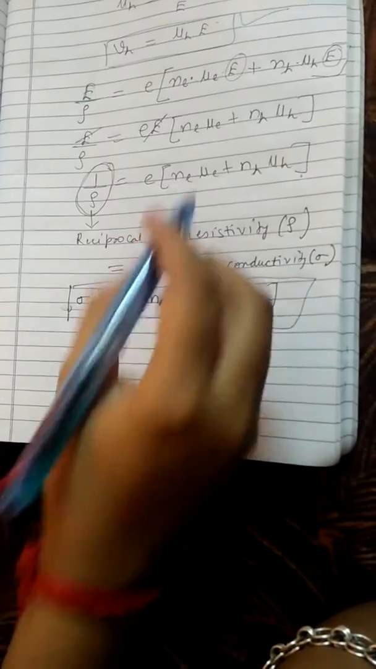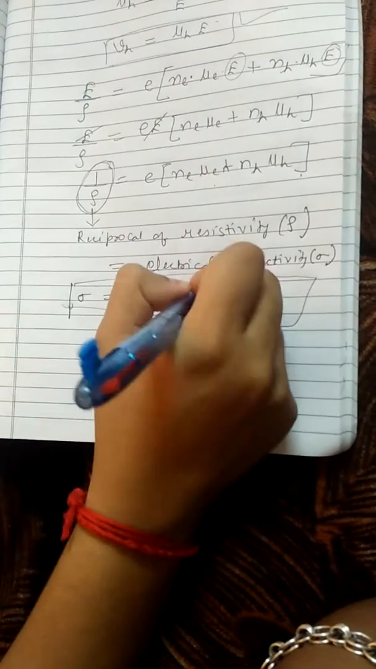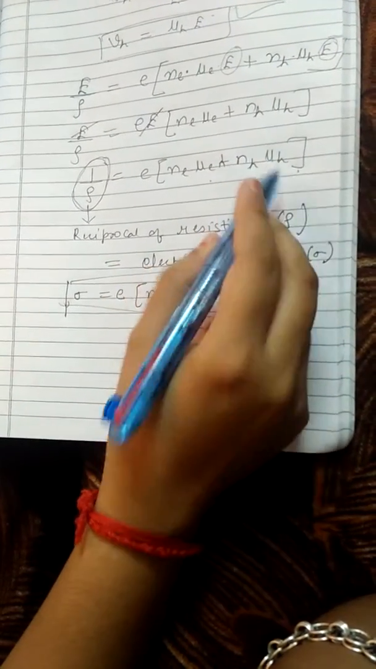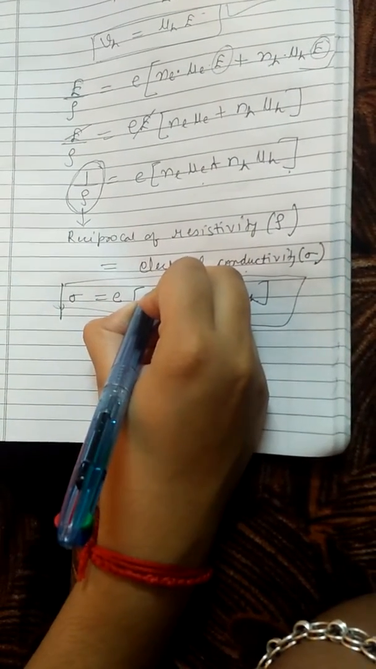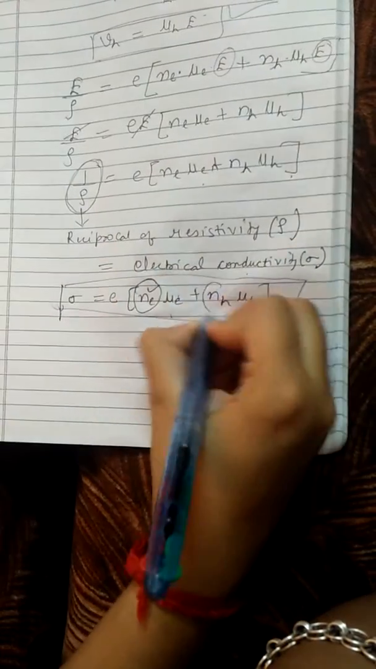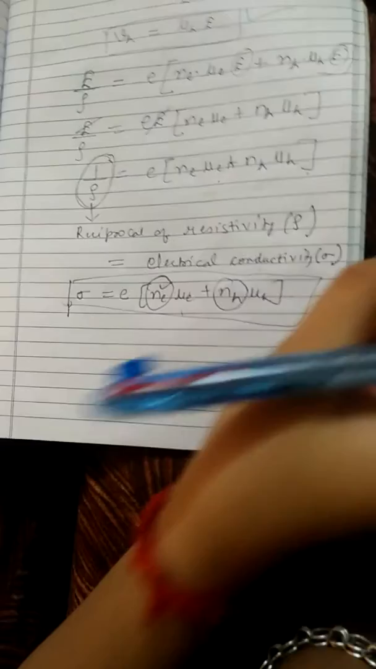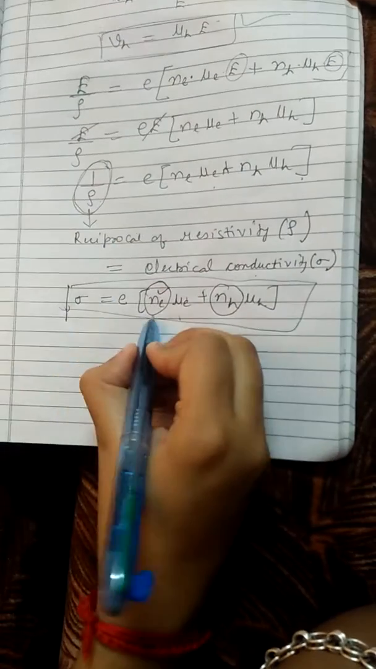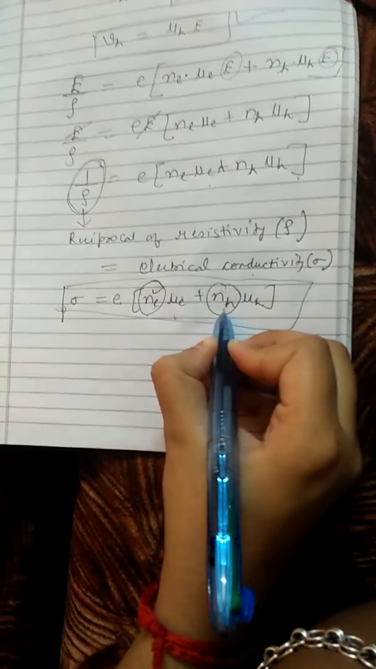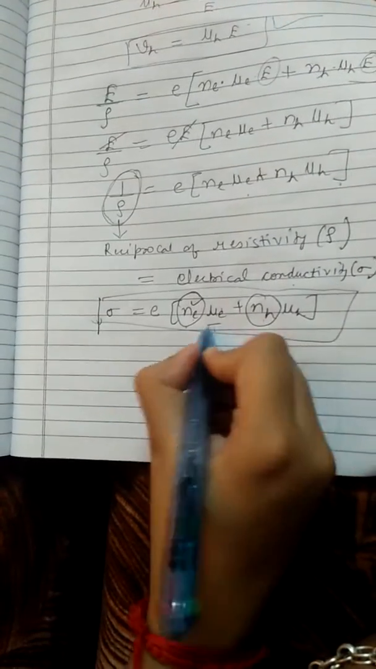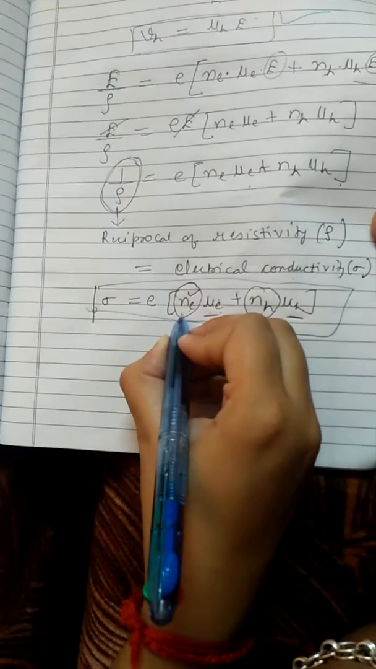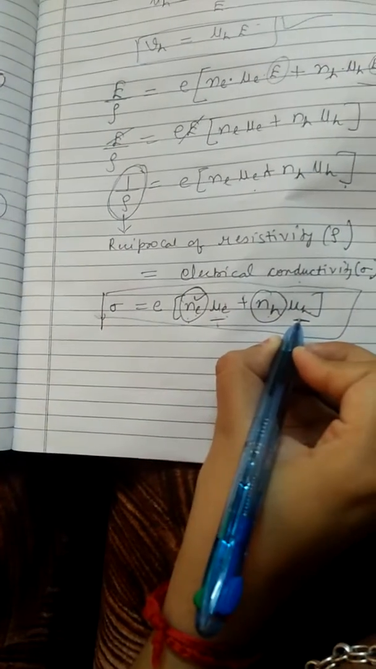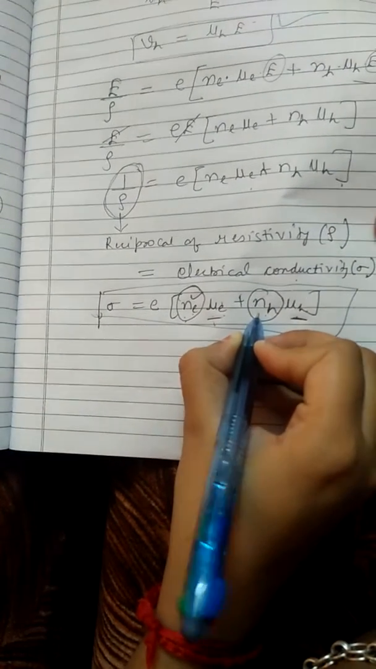So these two relations show that the conductivity and resistivity of a semiconductor depend upon the electron and hole number density. It shows that the electrical conductivity of a semiconductor depends upon the number density of electrons and holes and their mobilities. These are the mobility of electron and the number density of electron. This is the mobility of hole and the number density of hole.